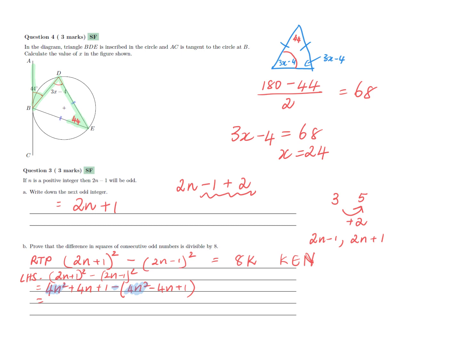What have I got next? I've got plus 4n minus negative 4n. 4n minus negative 4n, that's 4n plus 4n. That will give me 8n. And what have I got left? Plus 1 minus plus 1, that's 0. So it equals 8n, which is equal to 8k when n is equal to k, and k is a natural number. So we're all done. Proven.